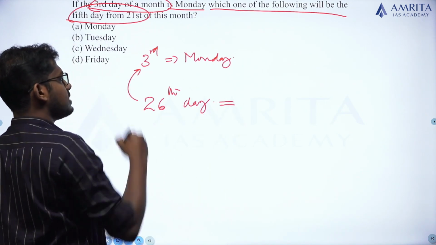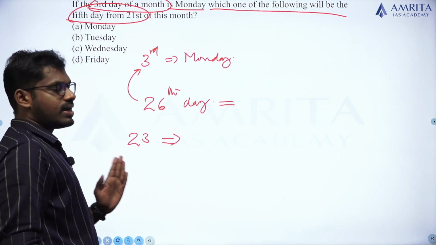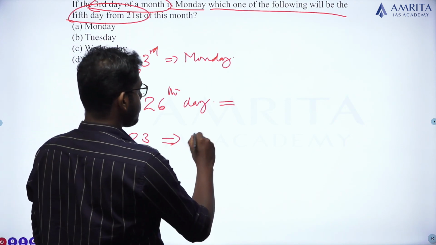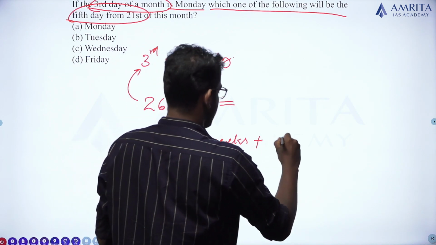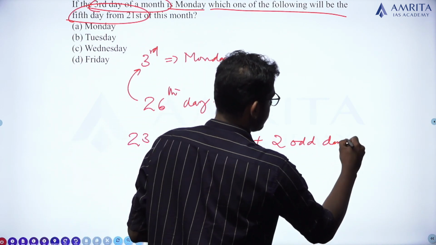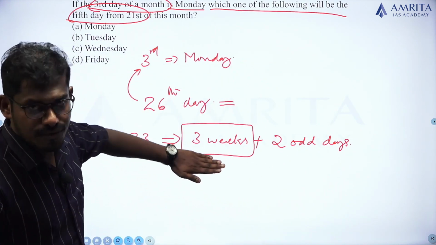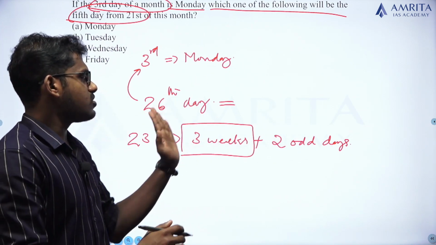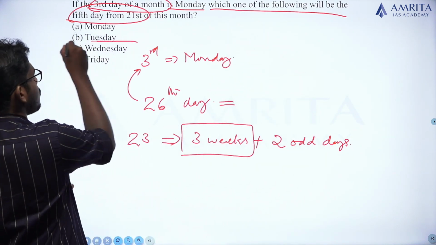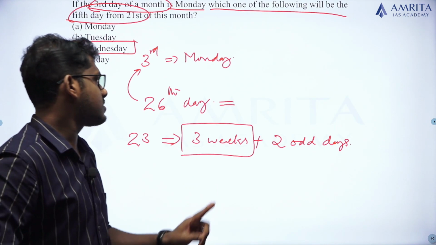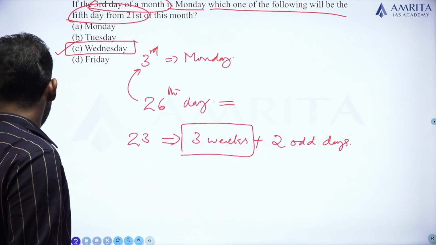So what is the difference? 26 minus 3, it is 23. We have to find the number of odd days in 23 days. 23 days implies 3 complete weeks plus 2 odd days. Clear? Yes, 2 odd days. So after completing 3 weeks the same day falls, Monday. Then 2 odd days: Monday plus 1 is Tuesday, Tuesday plus 1 is Wednesday. So the answer for this question will be option C, Wednesday. 26th day of this month will fall on Wednesday. Clear? Okay. Simple question. Next one.